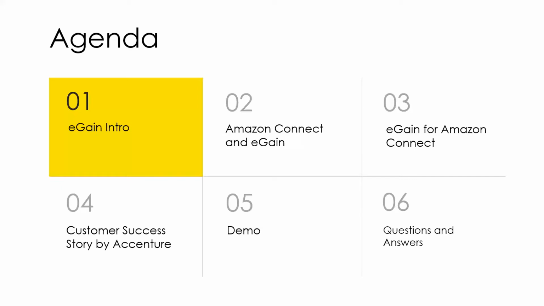Moving on to the agenda for today. A brief overview of agenda is we will start with George introducing eGain. Then we will have Joe talk about Amazon Connect. Pablo will give an overview of eGain capabilities with Amazon Connect. Then we'll play a short video from John Levine from Accenture. John will talk about customer success story. And lastly, Jessica will do a demo of eGain Amazon Connect functionality and the product overview.